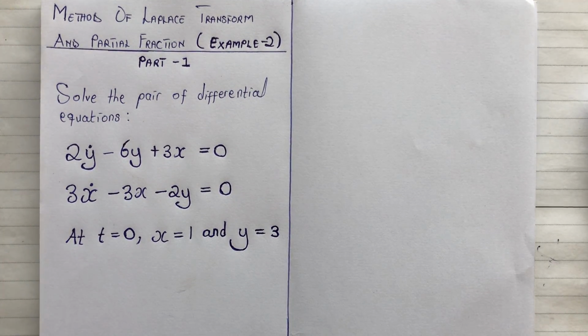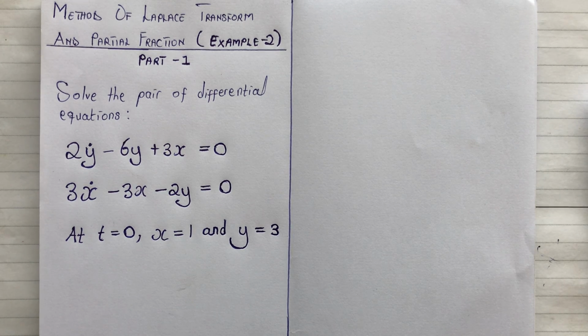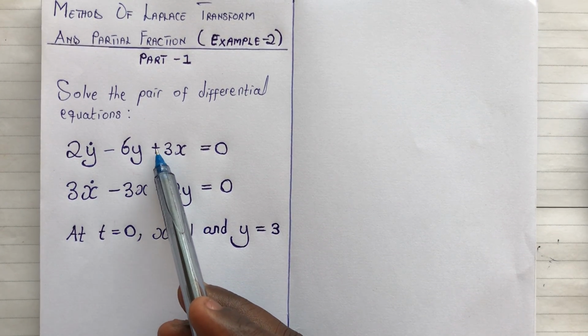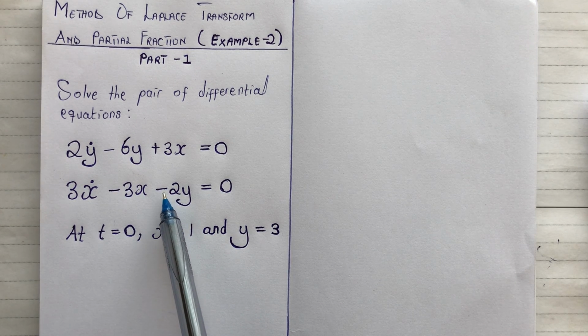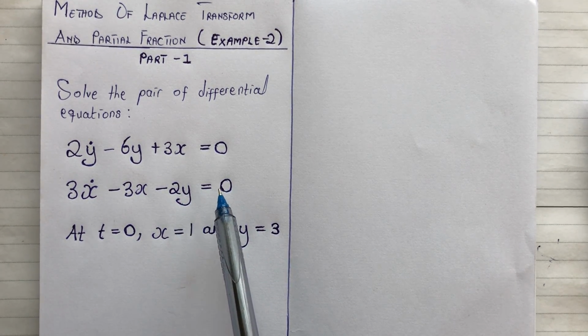So previously I discussed a first example under this same topic and I taught you how to change a differential equation into Laplace transform using partial fraction to solve and using inverse of Laplace transform to deduce the final answer or result. So in this one, this is very similar. It says we should solve the pair of differential equations 2y dot minus 6y plus 3x equal to 0 and then 3x dot minus 3x minus 2y equal to 0.